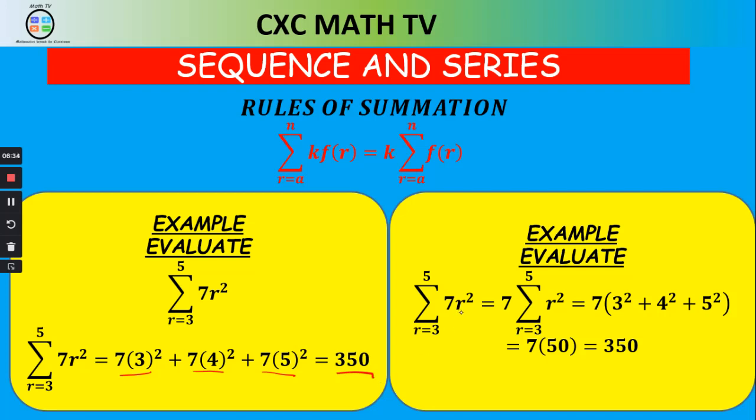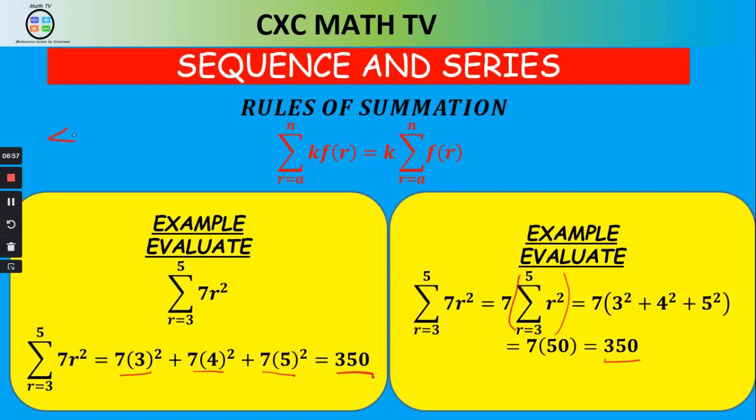You could have factored out 7 first, then put in the 3, 3 squared, put in 4, 4 squared, put in 5, 5 squared, then multiply all of that sum in this bracket times 7. Notice this is 9 plus 16 plus 25, which is 50, and 50 times 7 is the same, 350.